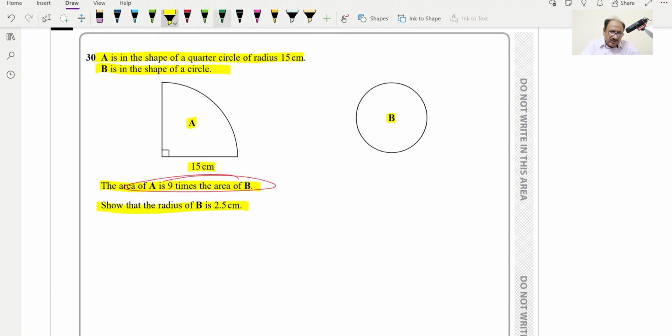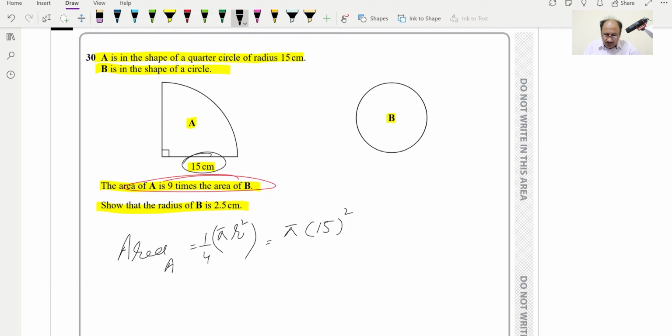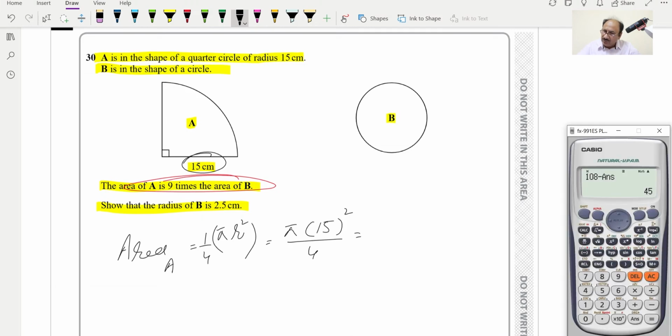So the area of A will be what? This will be one quarter of a circle. Pi r squared is the area of a circle, so for a quarter circle, this will be the area, and r is already provided as 15 centimeters. So we will write pi times 15 squared divided by 4, and this will be equal to how much?